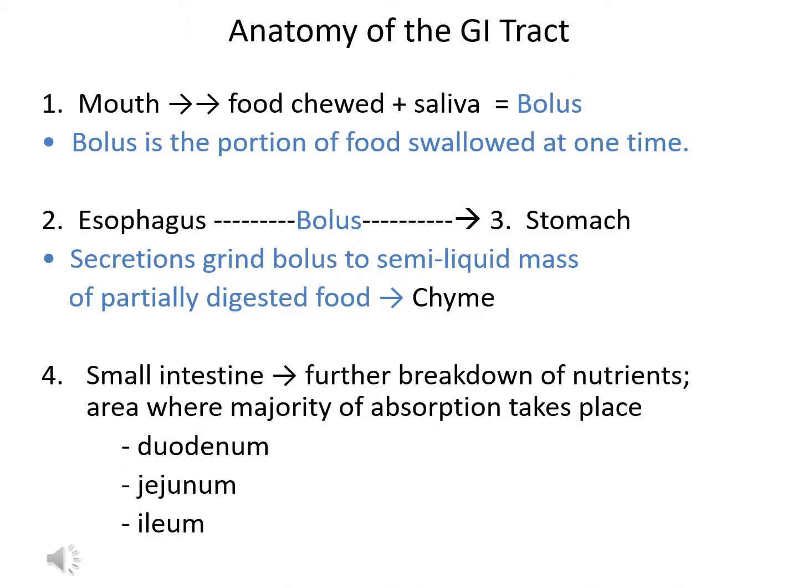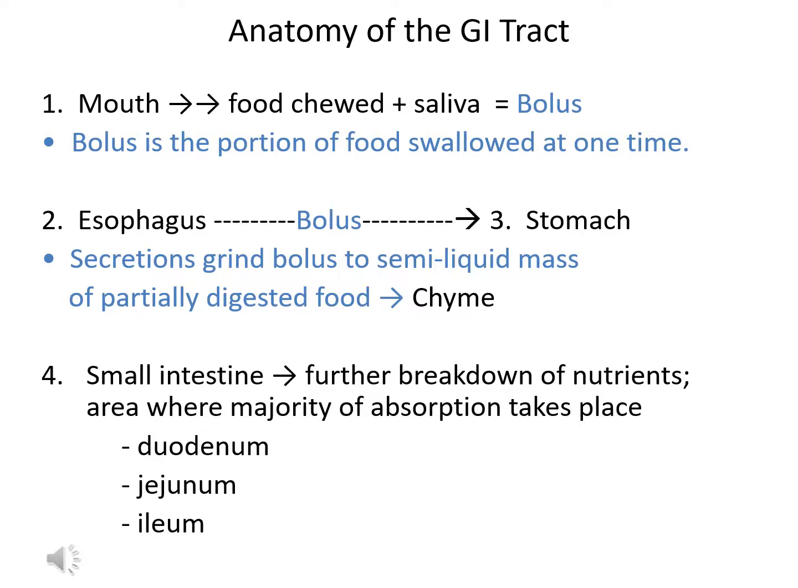Taking a closer look at the different steps involved in digestion and absorption, we'll start at the entry point, which would be the mouth. What happens in the mouth is you select the food that you are going to consume, you chew it, and it mixes with saliva. The saliva is synthesized through your salivary glands, and the combination of the two produces what's known as a bolus. A bolus is simply the portion of food swallowed at one time. So you have produced the bolus and you take a swallow.